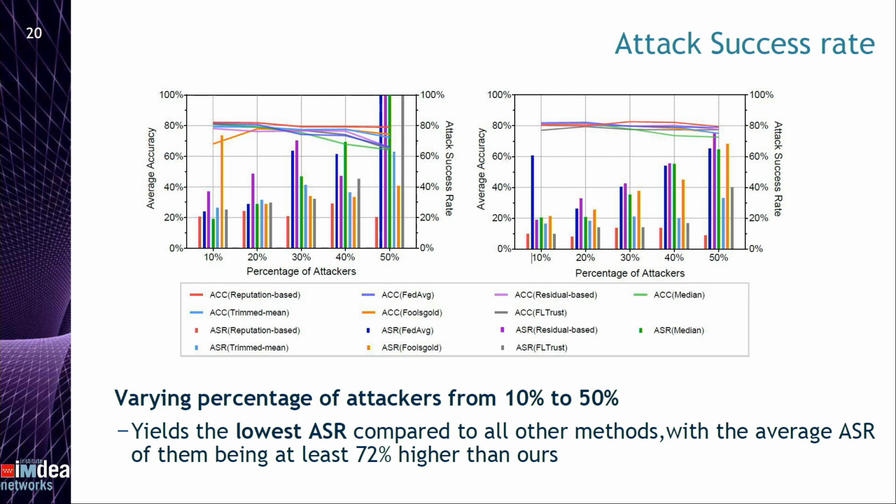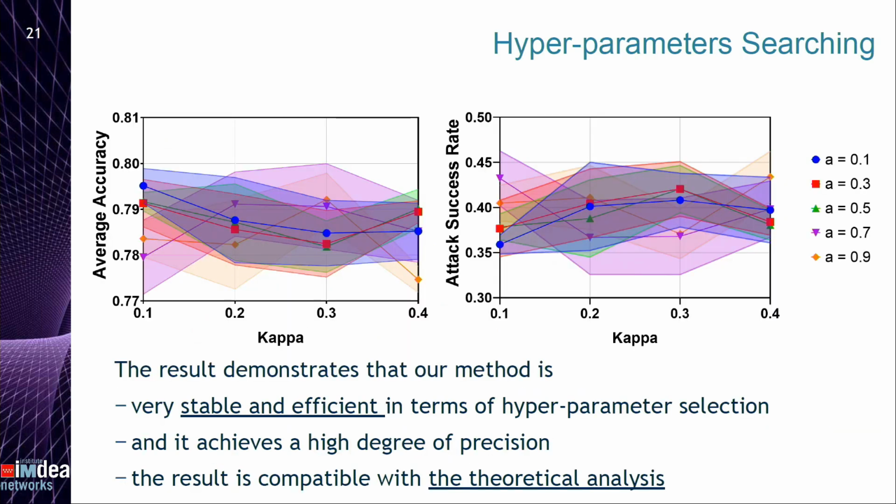And also, we analyzed the impact on our aggregation methods as the proportion of attackers increased from 10 to 50%. You can see our method has the lowest attack success rate compared to other methods, and also provides the same or better accuracy. Actually, yeah, the result is quite awesome. Also, this is for hyperparameter searching, and it shows our method is very stable and efficient for hyperparameter selection, and it achieves a higher degree of precision.